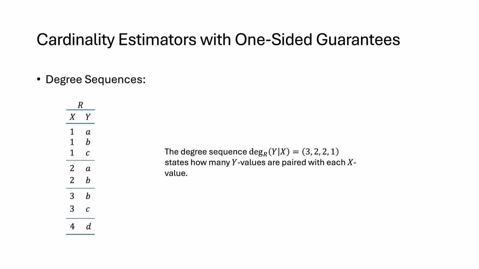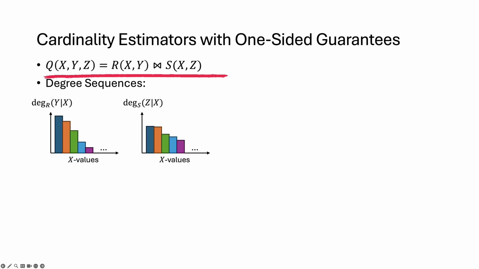LpBound uses degree sequences of the table. For example, given the table R below, the degree sequence degree y given x states how many y values are paired with each x value. In this example, it is 3, 2, 2, and 1. For this query, we compute the degree sequences for the tables R and S, degree y given x and degree z given x. They are shown as the two bar charts below.